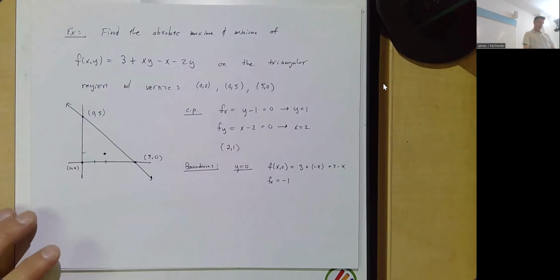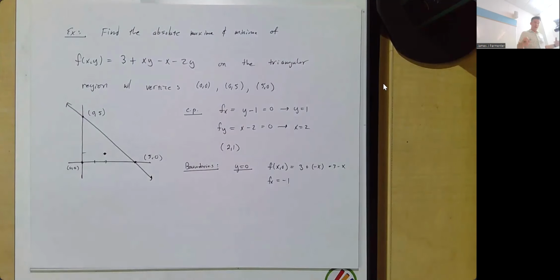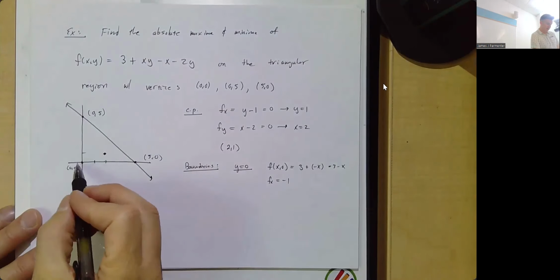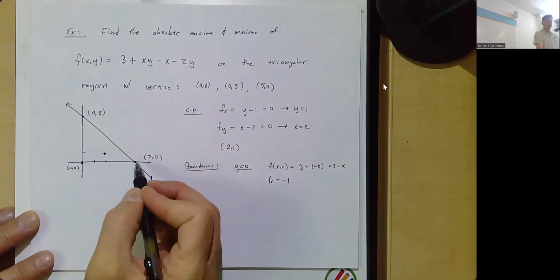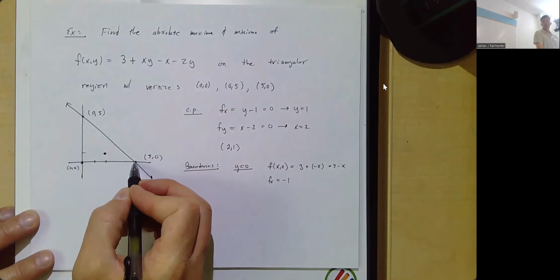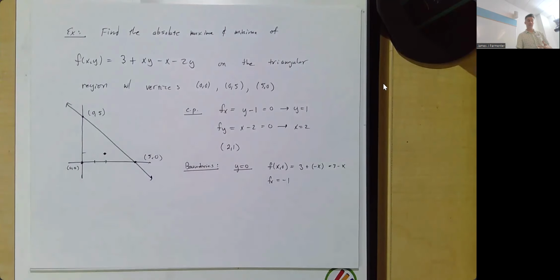Cool. So what I will say is this: since this derivative is negative 1, it means if you go in the x direction, the function is getting smaller, smaller, smaller. So along this line, this point at 0, 0 should be as high as possible, and this point at 5, 0 should be as low as possible.